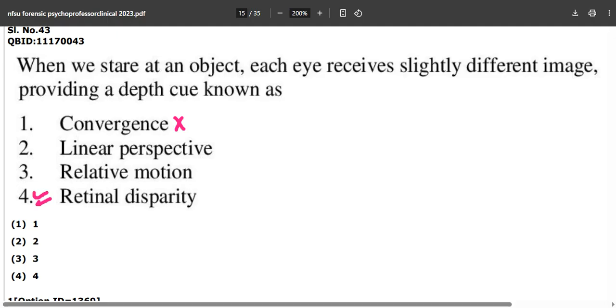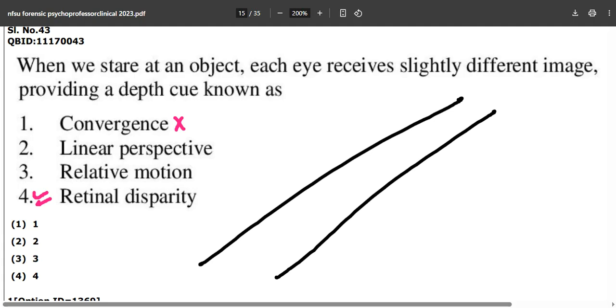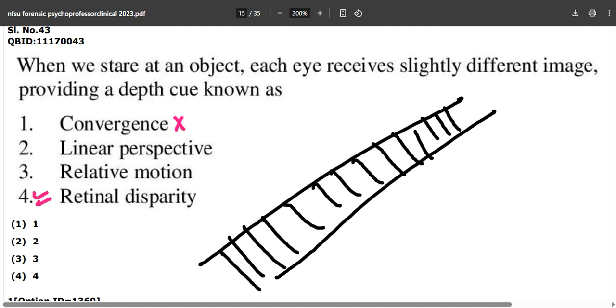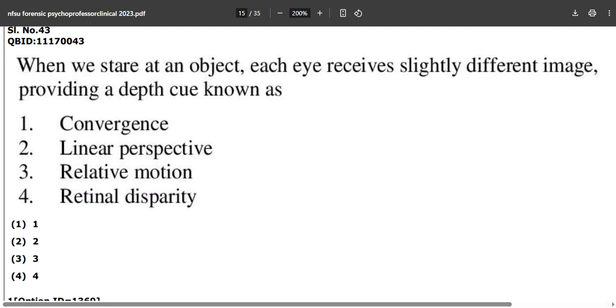Linear perspective is these two rail lines or road lines. You perceive them as equal in length, but they are getting narrow as we move forward. Obviously not the relative motion. The correct answer is your retinal disparity.